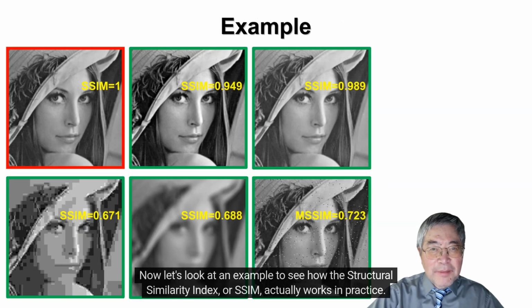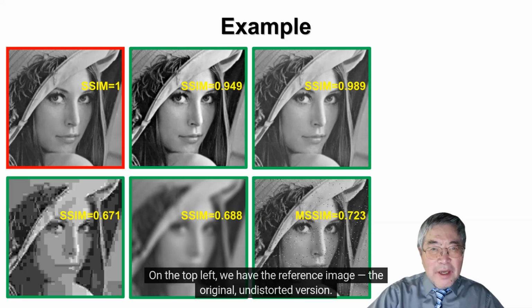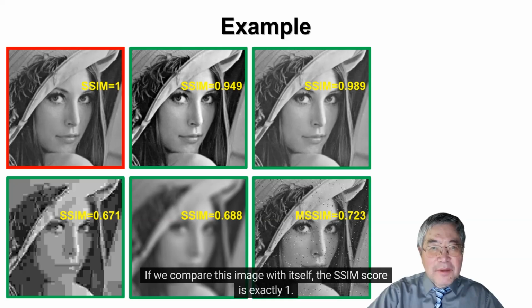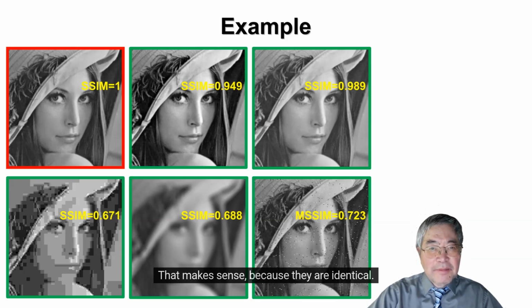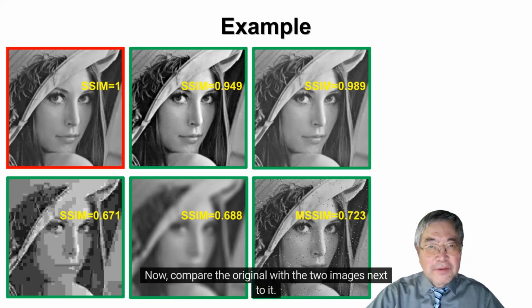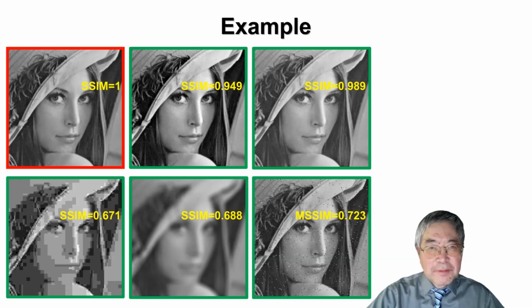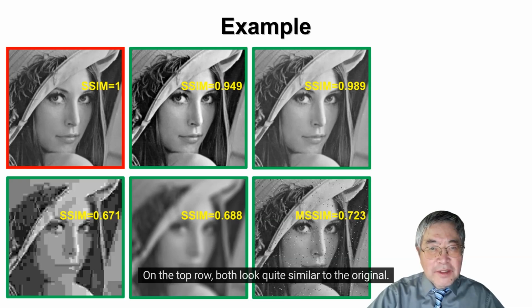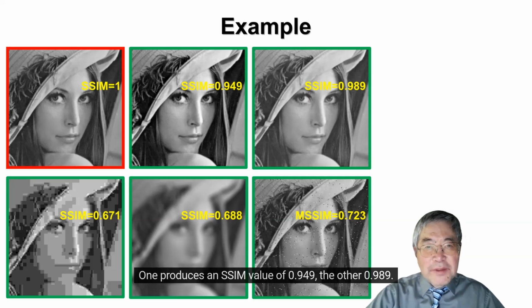Now let's look at an example to see how the Structural Similarity Index, or SSIM, actually works in practice. On the top left, we have the reference image, the original undistorted version. If we compare this image with itself, the SSIM score is exactly 1. That makes sense because they are identical. Now compare the original with the two images next to it. On the top row, both look quite similar to the original. One produces an SSIM value of 0.949, the other 0.989.